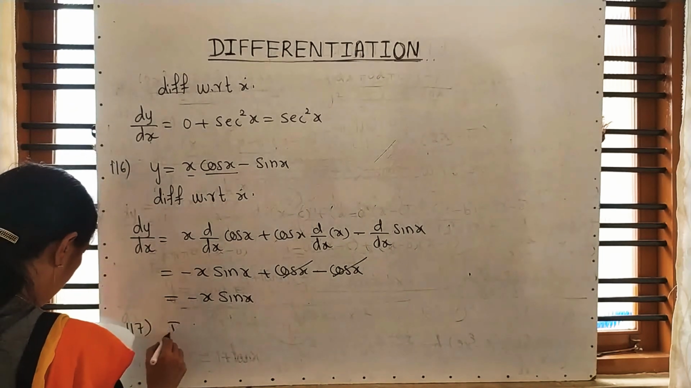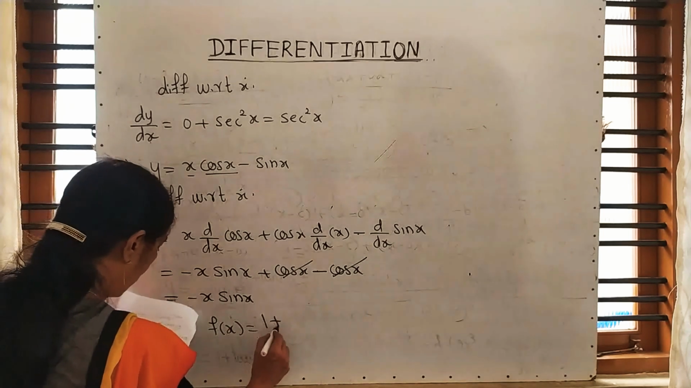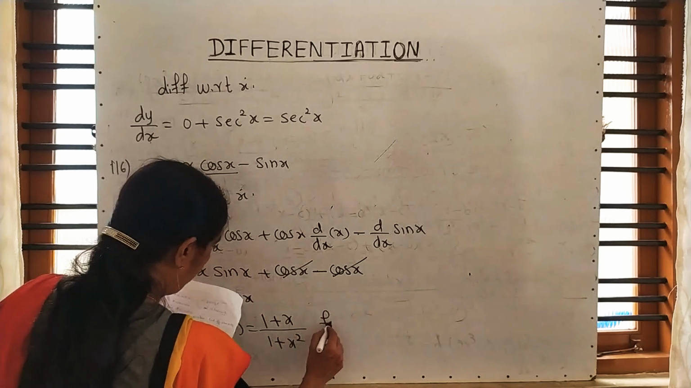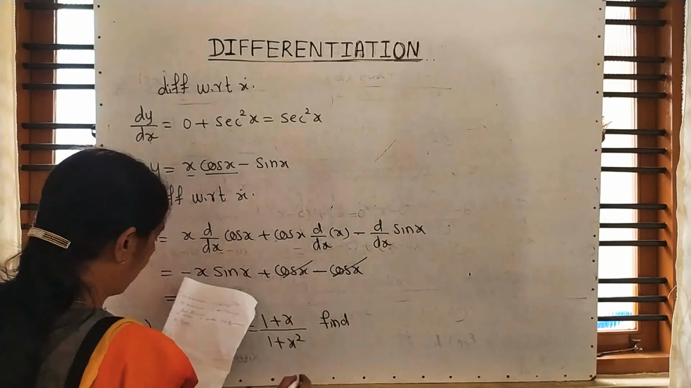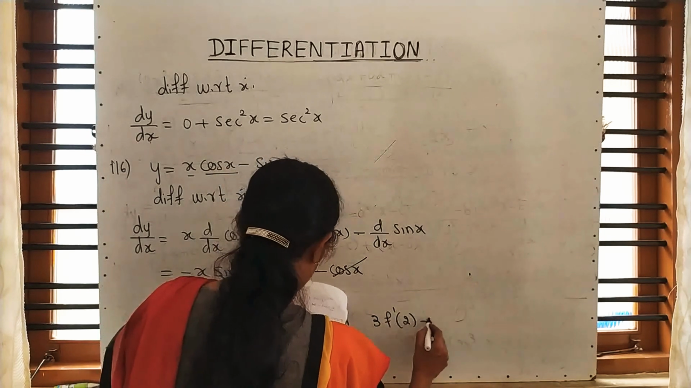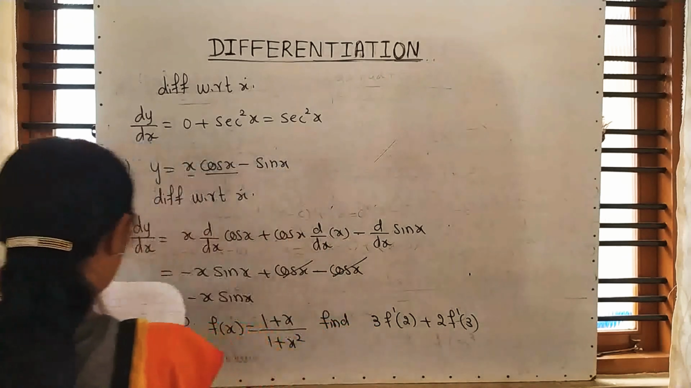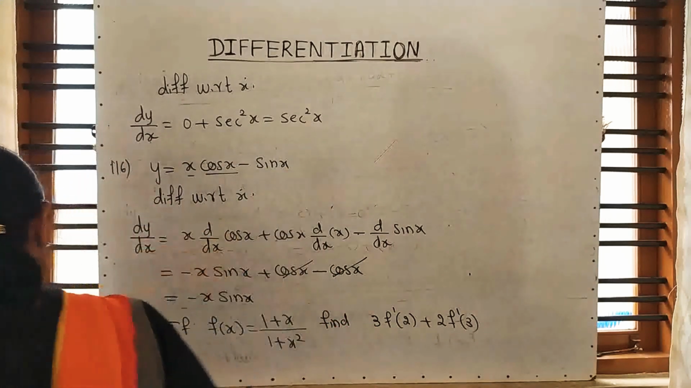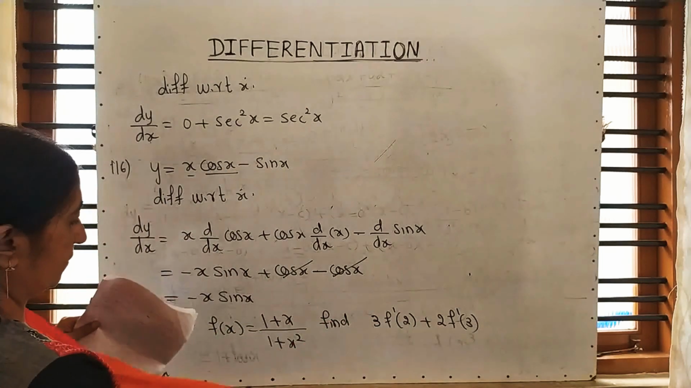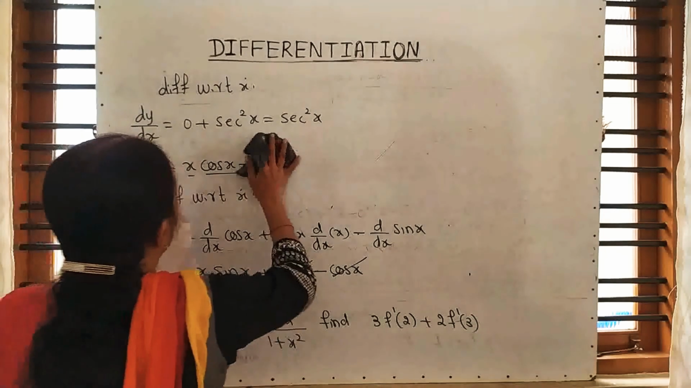117. If f of x is equal to 1 plus x upon 1 plus x square, find 3 into f dash of 2 plus 2 into f dash of 3. Very interesting, very simple, but just normal differentiation u by v.